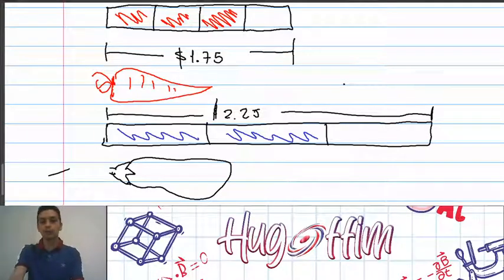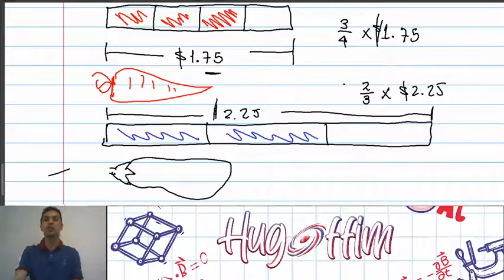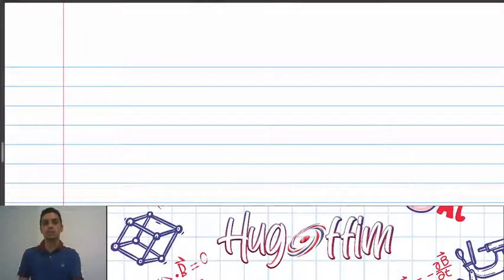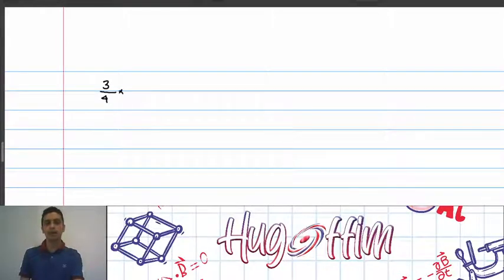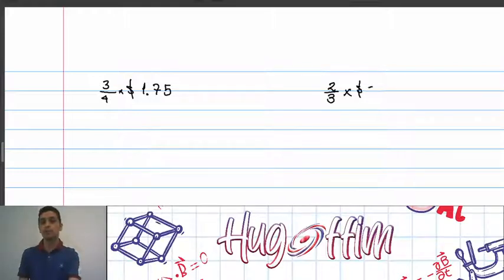So according to this information, you just need to multiply 3/4 times 1.75 to get how much I spent on carrots. And here I just need to multiply 2/3 times 2.25 to get how much I spent on eggplant. So now I'm just going to do my calculations here. 3/4 times 1.75, and 2/3 times 2.25. Here we can use the strategies you saw in other videos of how to simplify and divide quickly or multiply quickly by fractions. You can see the other videos.